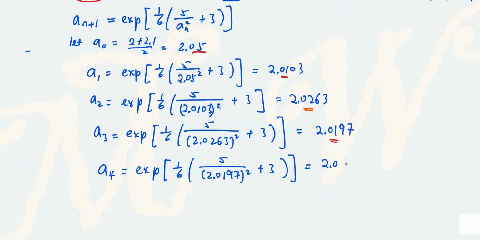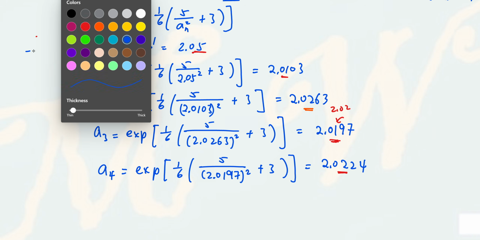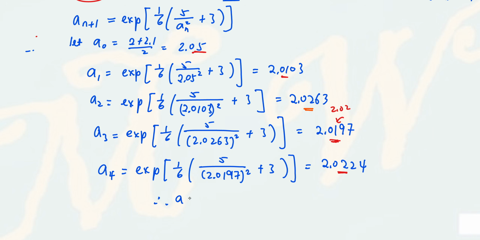Then this is 2.0224. Okay, so now when you check here, this one when you round up, 2.02. Okay, this part 2.02. Therefore, I will just stop my iteration. My A is approximately 2.02, which is correct to 2 decimal places.